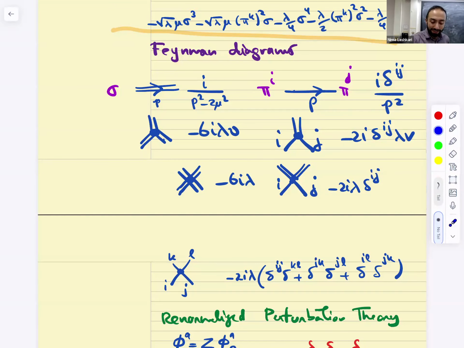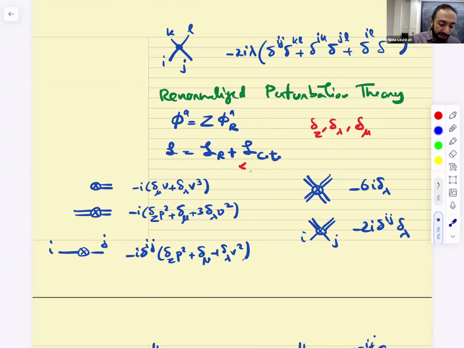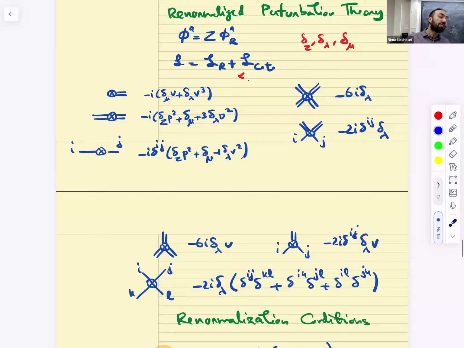Now it's already kind of confusing. You have a lot more vertices. Can you cancel all divergences using these three counter terms? See, I keep saying cross terms, counter terms. I don't know why I say cross terms. Now, as we said in renormalized perturbation theory, you multiply this by z. Here are your three counter terms, and the counter terms are treated as interactions.